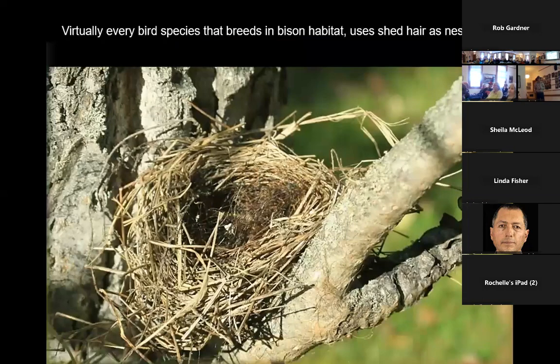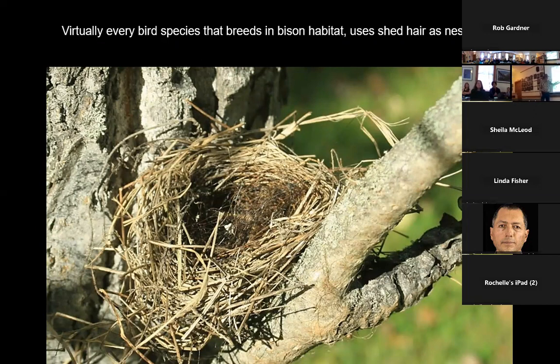Next. This is the hair in Prince Albert National Park, and these are the dark guard hairs that I mentioned. And underneath that is the dense underfur.